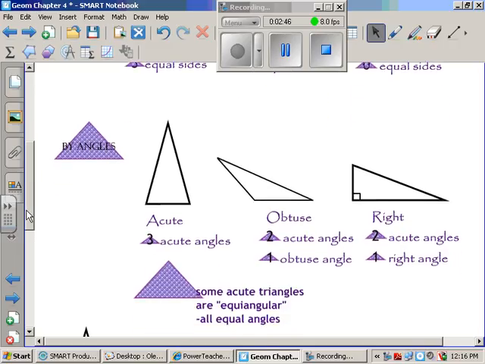And one particular kind of acute triangle is an equiangular. Think back to equilateral. Equiangular means all equal angles. And actually, all equiangular triangles are also equilateral, and all equilateral triangles are equiangular. So if it has all equal angles, it has all equal sides. If it has all equal sides, it has all equal angles. So that's just one special kind of acute triangle.